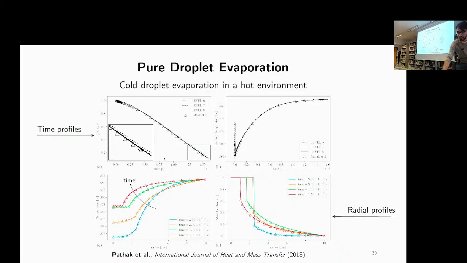We can also compare our results with the benchmark solution in the radial profile, at different time instances, for temperature and mass fractions. You can see that the temperature is continuous across the interface, while we can maintain this sharp discontinuity between the liquid and the gas field and still have a very good agreement with the benchmark solution.